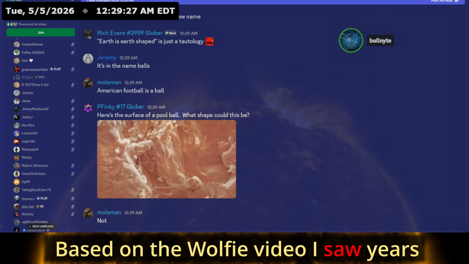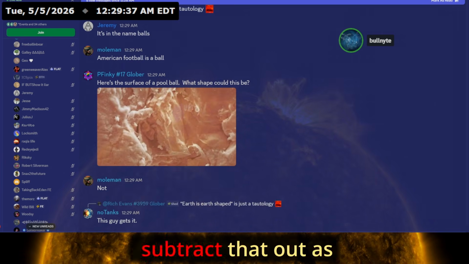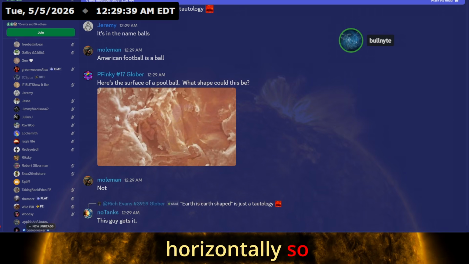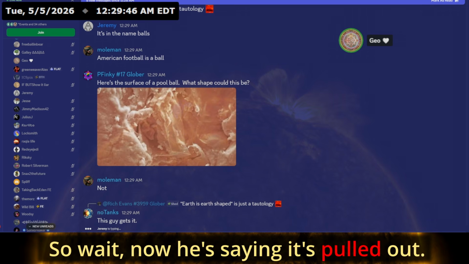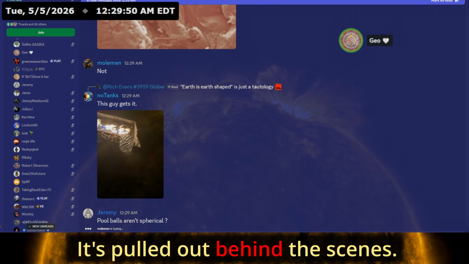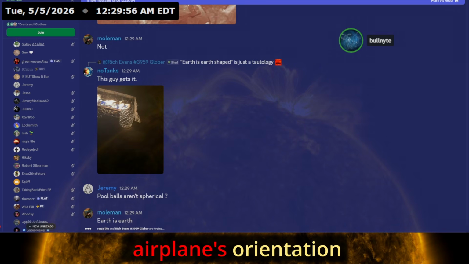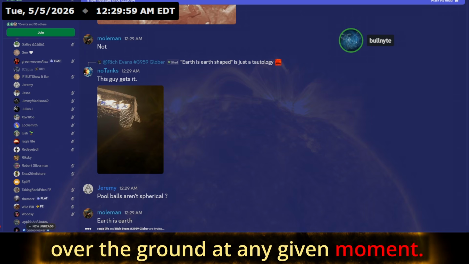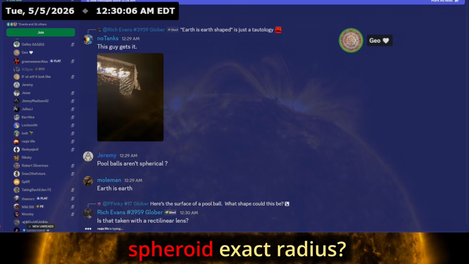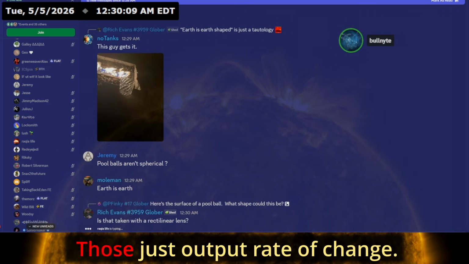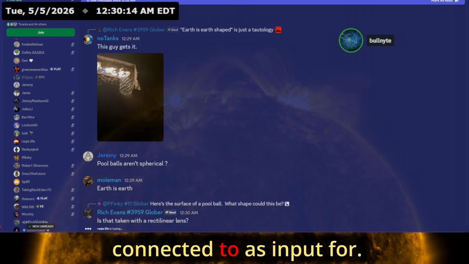Based on the Wolfie video I saw years ago, he went through the process where they're calibrated to subtract that out as it travels horizontally, so that it only shows the tilt and roll and yaw. So wait, he's saying it's pulled out, it's calculated, it's pulled out behind the scenes? That's considered noise from what it's actually there to display, which is the airplane's orientation over the ground at any given moment. Wait, are you telling me it's like digital pendulous vanes? That it's programmed to remove the oblate spheroid exact radius? Not the gyroscopes; those just output rate of change. But the IMU, the computer they're connected to as input.